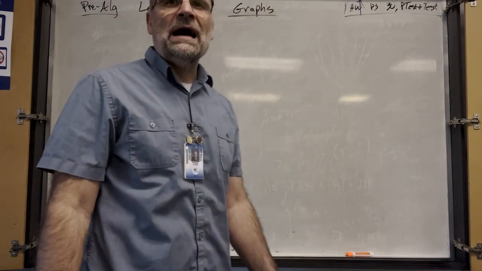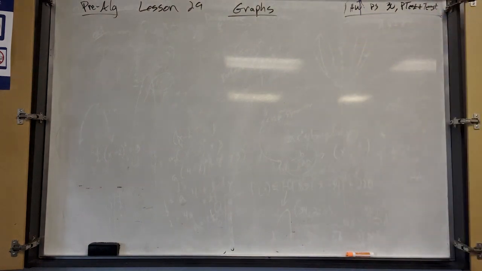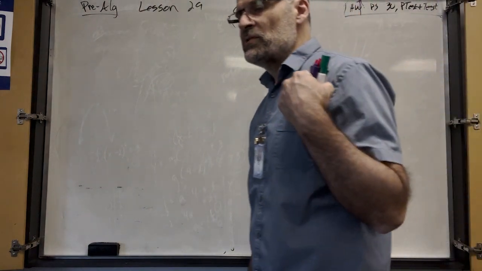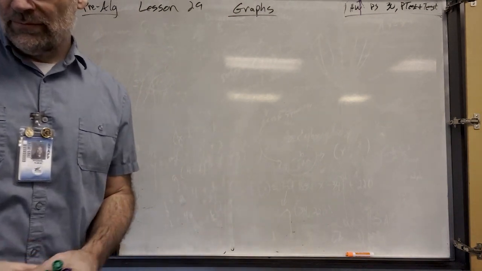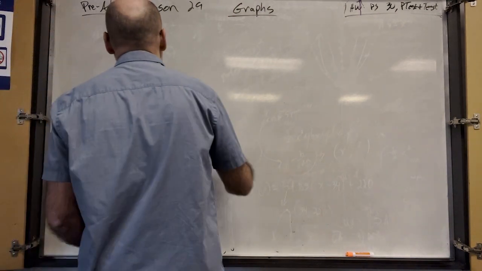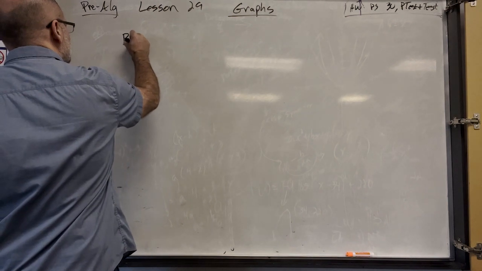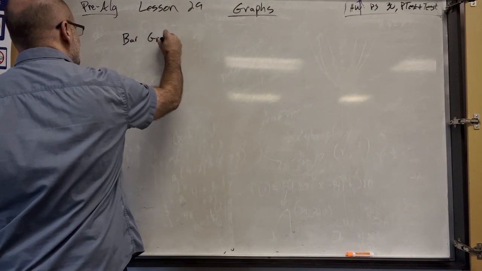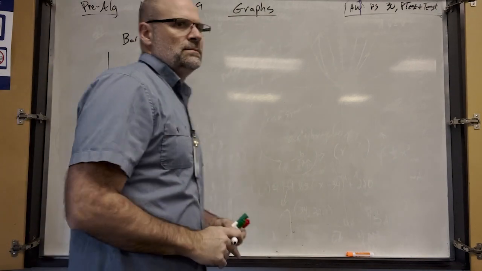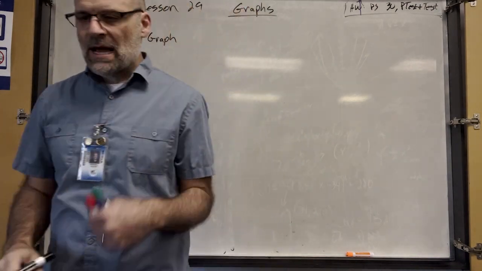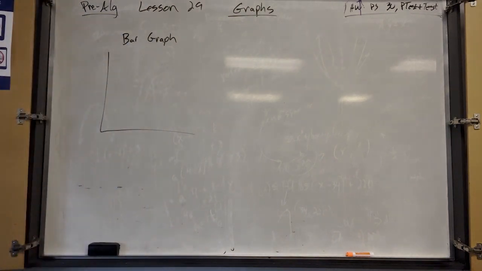Okay, what kind of graphs can you guys think of? Graphs to represent data. You want me to give you one? 30% of people like jelly beans, 70% of people like something else. A bar graph is one way. Okay, can you guys give me two other types of graphs?